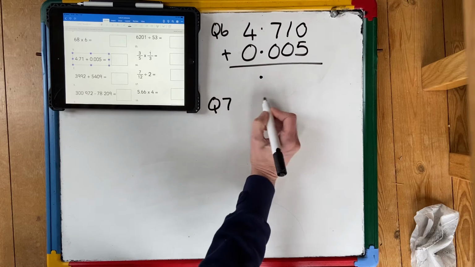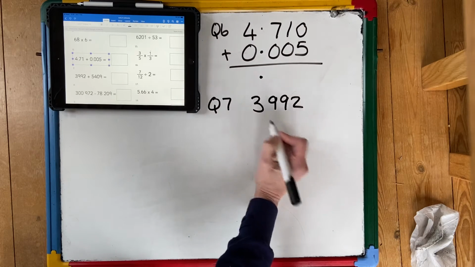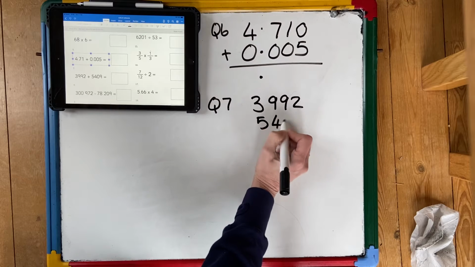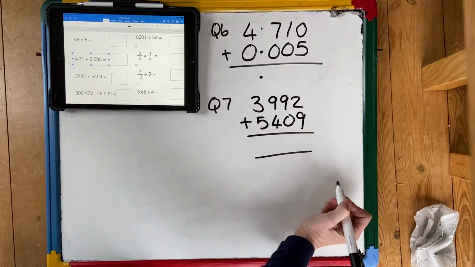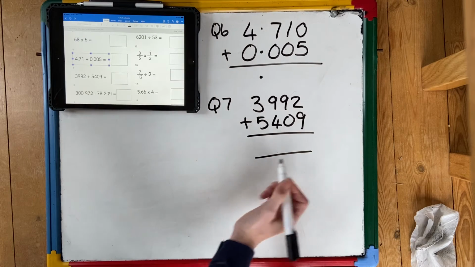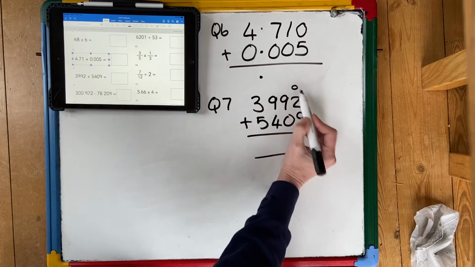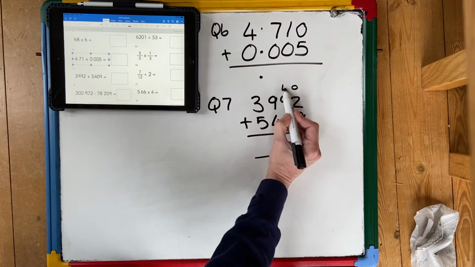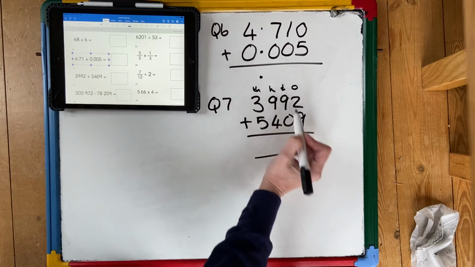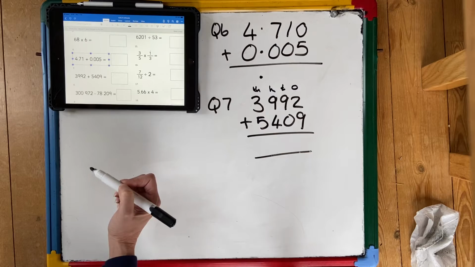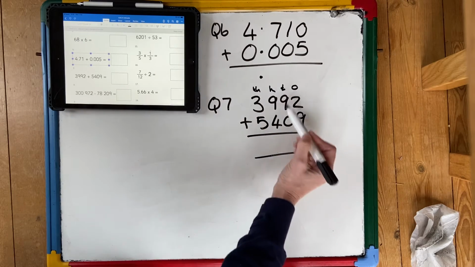Question 7, 3,992 add 5,409. I'm sure you can independently do that question, making sure that all the digits are in the correct column. So the ones are in the correct column, tens, hundreds, thousands. Make sure all the digits are in the correct column. And present your learning really clearly so that the columns are clear.